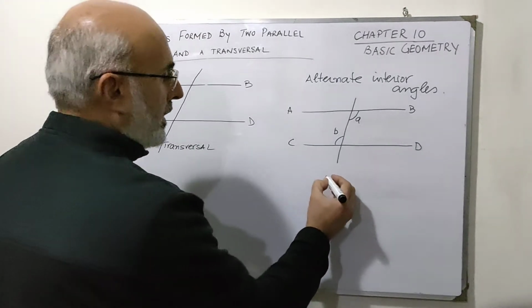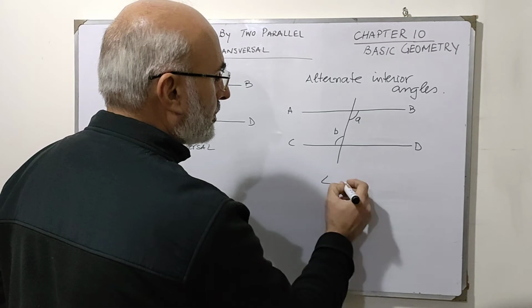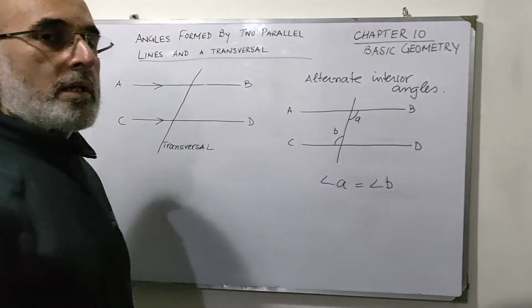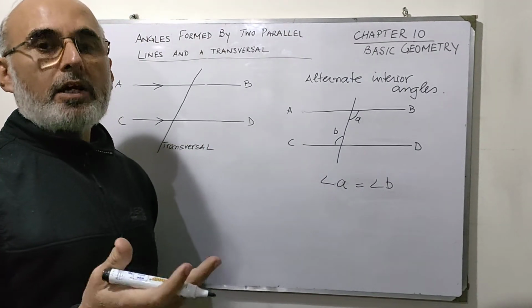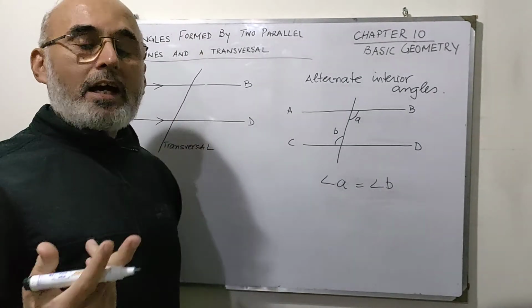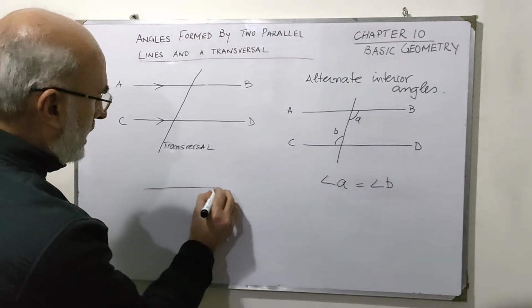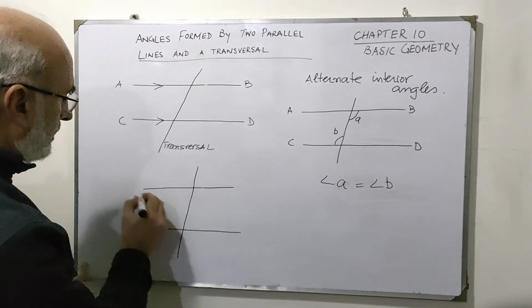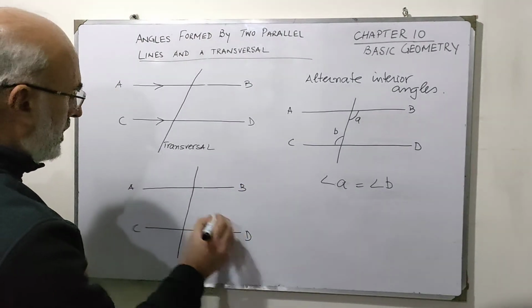Here, angle A is equal to angle B. So remember, alternate angles are within parallel lines and they are on the opposite side of the transversal. So they have two possibilities. This is possibility number one, and the second possibility is A, B, C, D.